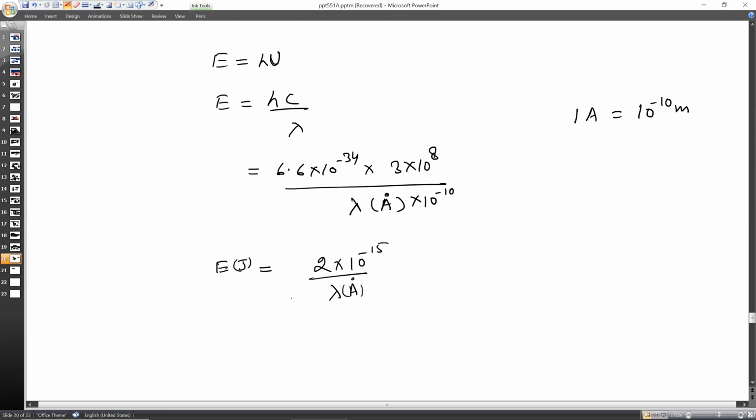This is the value when you need to find the energy in terms of joule: 2 into 10 to the power minus 15 upon wavelength, if only the wavelength is given to you. This is the shortcut formula that you have to remember. And if it is given in electron volt, then the same will be 12400 upon wavelength, where the wavelength will be in angstrom. Okay, got it?